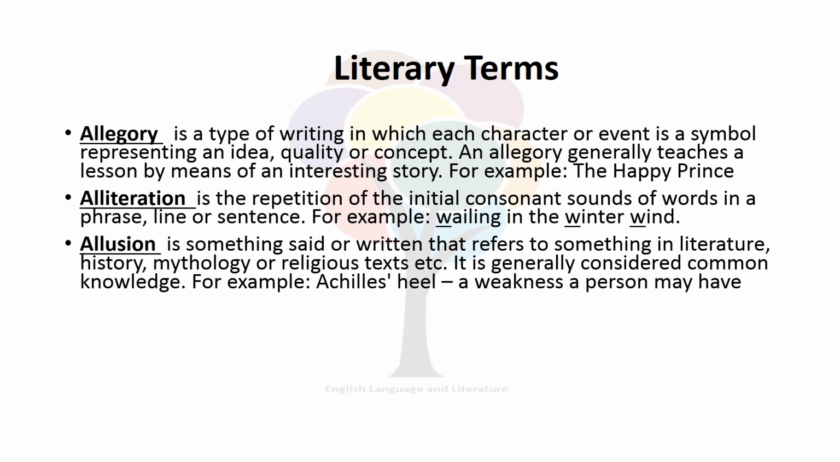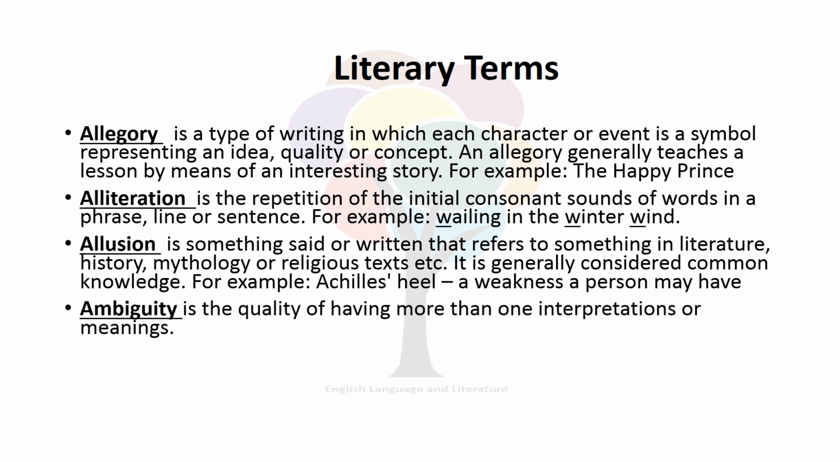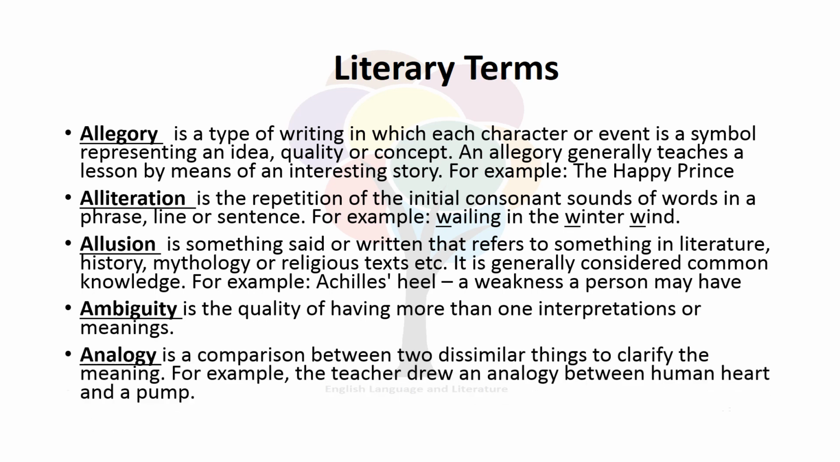Allusion. Allusion is something said or written that refers to something in literature, history, mythology, or religious texts, etc. It is generally considered common knowledge. For example, Achilles' heel. Achilles' heel, that is a weakness in a person. So, ambiguity. Ambiguity is the quality of having more than one interpretations or meanings. So, it is a quality that a piece of writing may have.